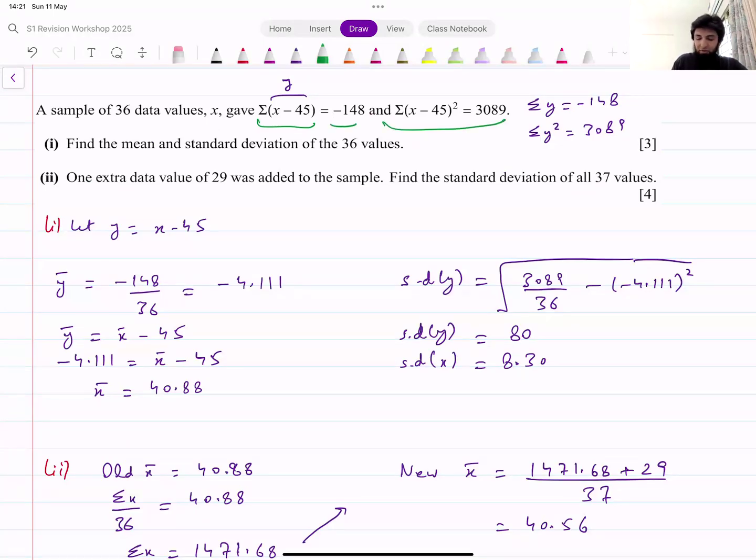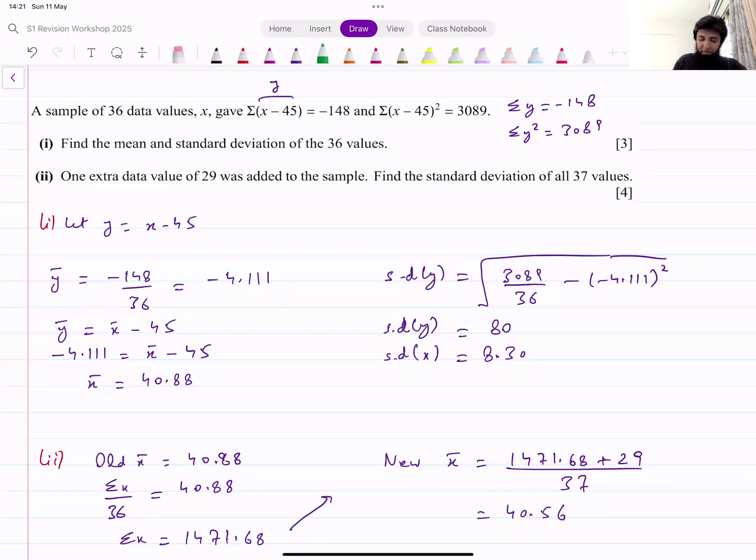In these problems, I told you, you can use a substitution. You can say, let this equal y. So then sigma y is equal to 1 minus 148, and sigma y squared equals this. Find the mean and standard deviation of the 36 values. Which 36 values? Values of x. So what we can do is find the mean and standard deviation of y, right? The mean of y turns out to be this. The standard deviation of y turns out to be this. The standard deviation of y turns out to be 80.